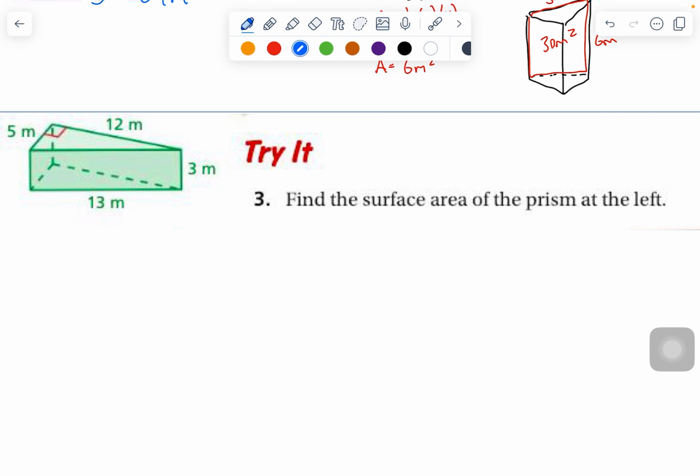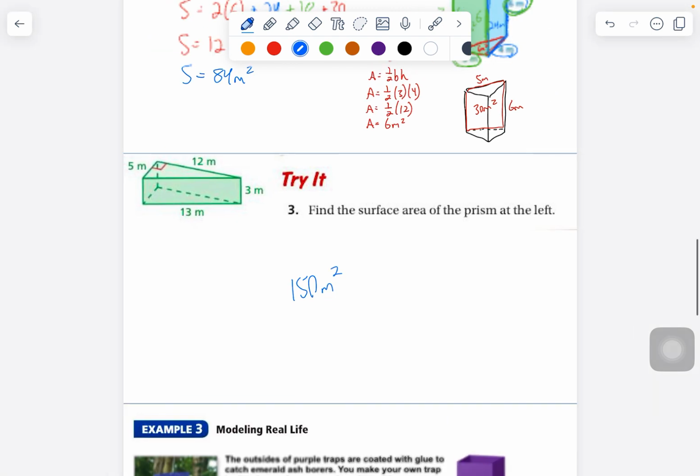All right, so the try it, hold on, let me find it. Oh, right there. Try it number 3. Oh, it's not on this slide. Sorry, guys. Try number 3, 150 meters squared. If you got that, pretty satisfying. If you didn't, we can talk about it when I get back. Hopefully you can find the bug, the mistake in your work.